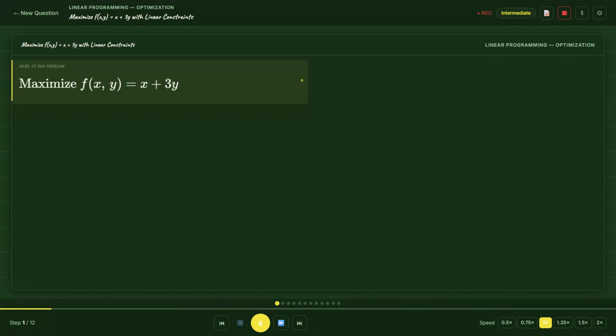So hello, we have a fun puzzle today. We need to find the biggest possible value of x plus 3y, but we can only pick x and y values that follow some rules. Let's see what those rules are.